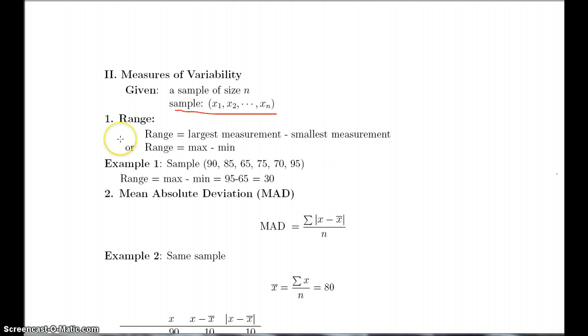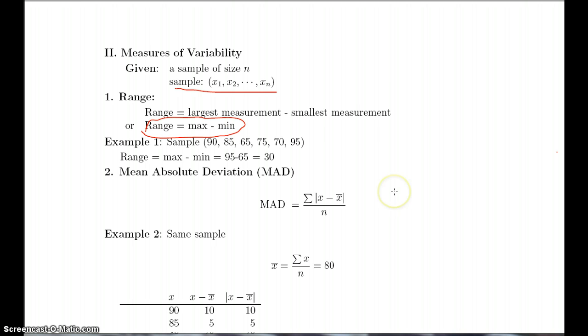So the simplest way to measure data variability or dispersion is to take the range, which means take the largest measurement minus the smallest measurement. Or we can write it simply as: the range is equal to the maximum minus the minimum. So in this example, where our data is this set, the range is the max minus the min. The largest value here is 95, the smallest value is 65, and so the difference is 30.